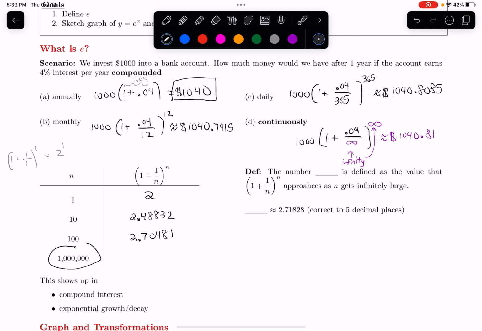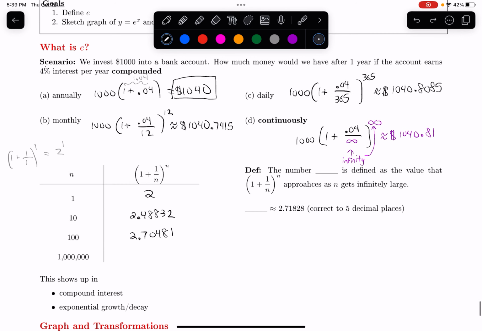If I go and plug in 1,000,000, I get 2.71828. Again, all of these values I'm rounding to 5 decimal places. There are actually more decimals though. So I noticed that at 1,000,000, it got a little bit bigger than it was when I plugged in 100, but not that much bigger. And it turns out that no matter how big of a number I plug in, it doesn't get very much bigger than this. These outputs seem to be stagnating. They seem to be getting close to some value.